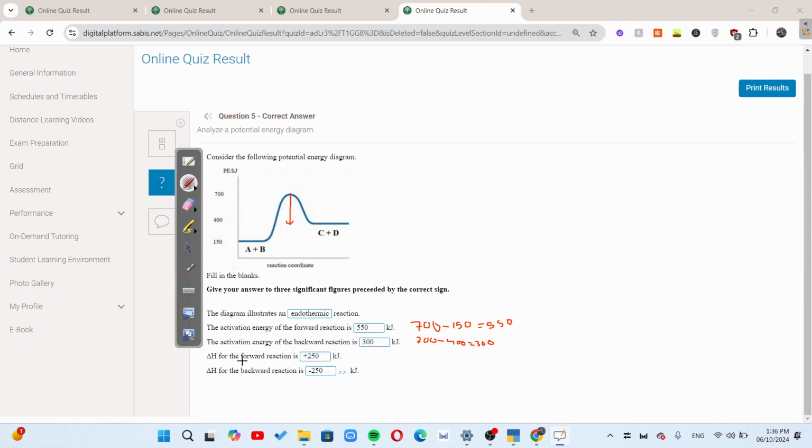And the forward delta H for this reaction: delta H is the difference between, I'm going to draw 2 red lines showing it, between here and here. Anything going up is forward, anything going down is backward. They're going to be the same value, except one is going to be positive and the other negative. So going from 150 to 400, you're increasing by 250 kilojoules. And going from 400 to 150, you're decreasing by 250 kilojoules.